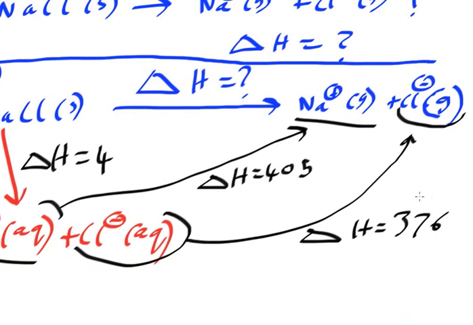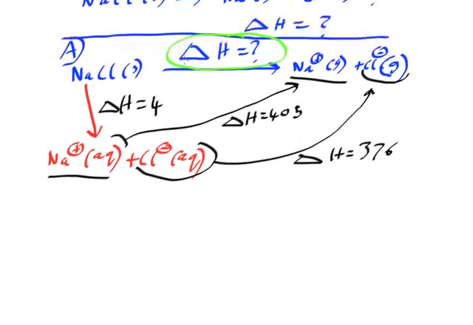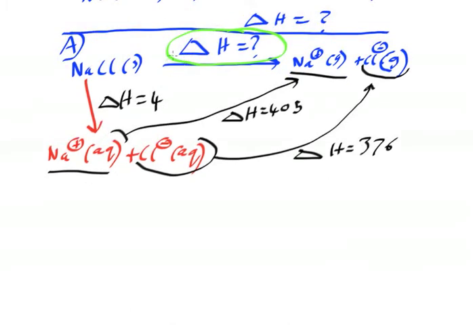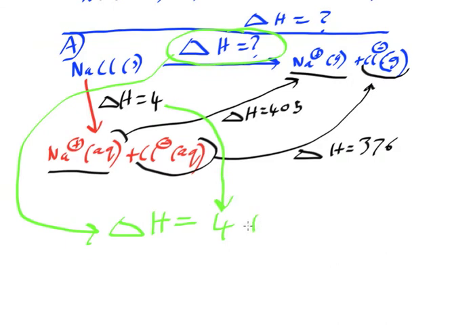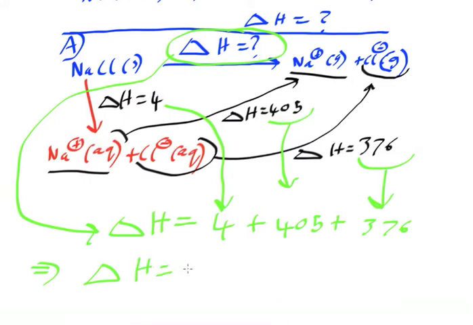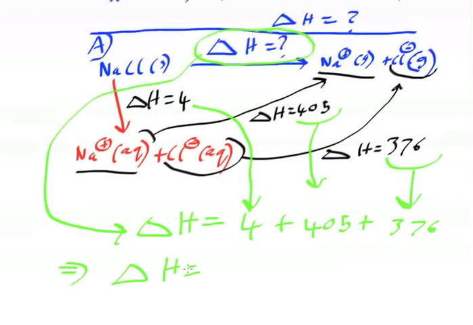Okay, so what's my delta H? In fact, let's make this just slightly smaller. What's that delta H? Well, that delta H is equal to the sum of everything going round the circle. So that 4 plus this 405 plus this 376. So my delta H is equal to, let's do this with the calculator.